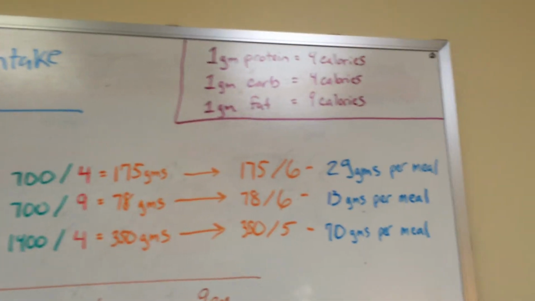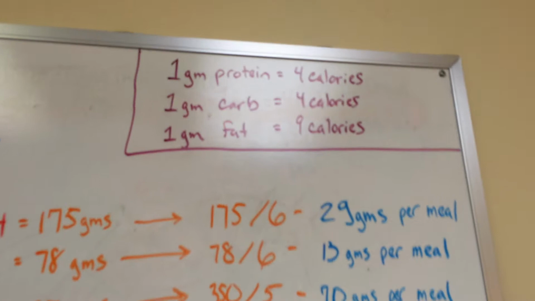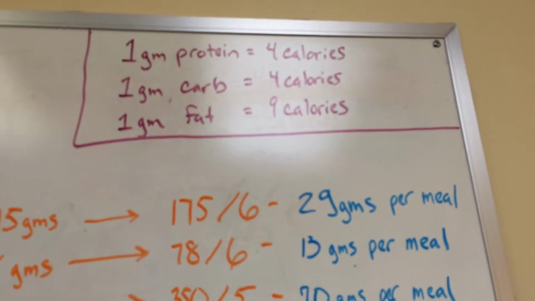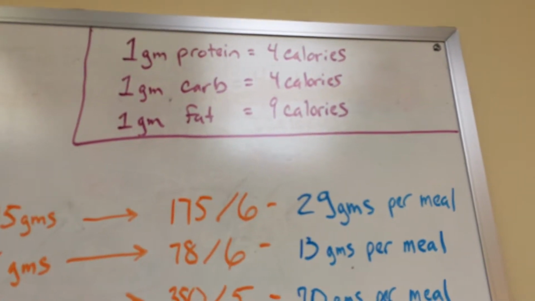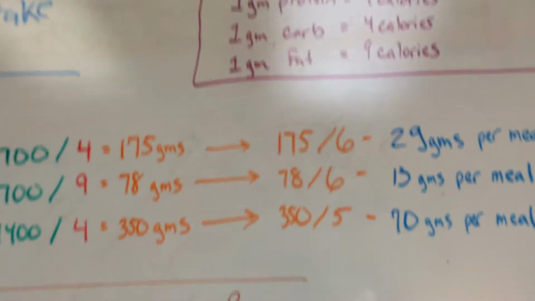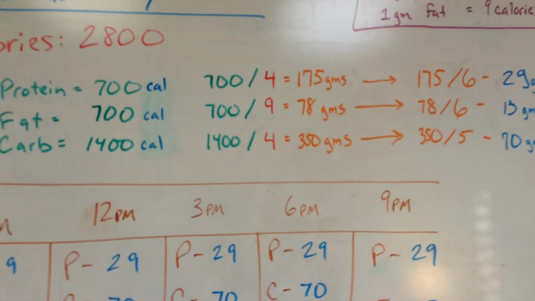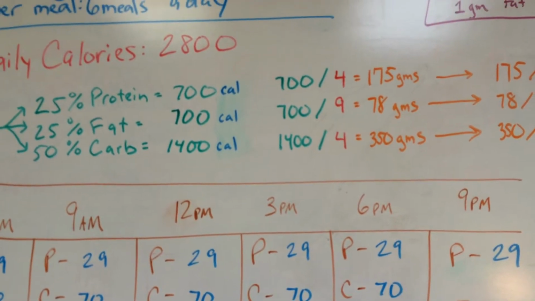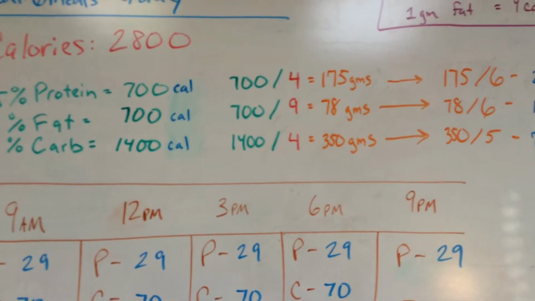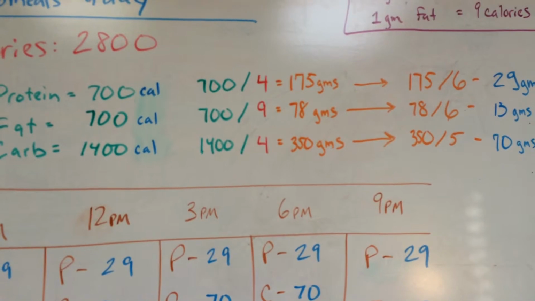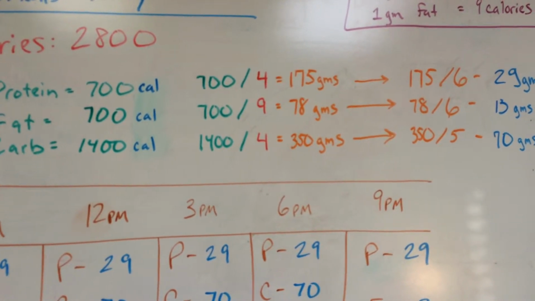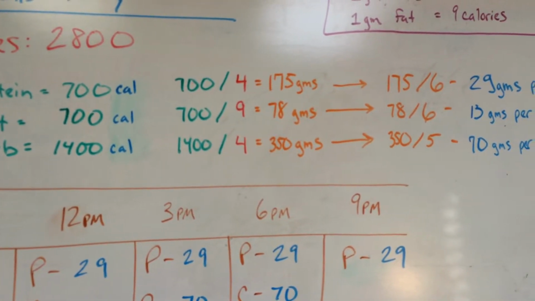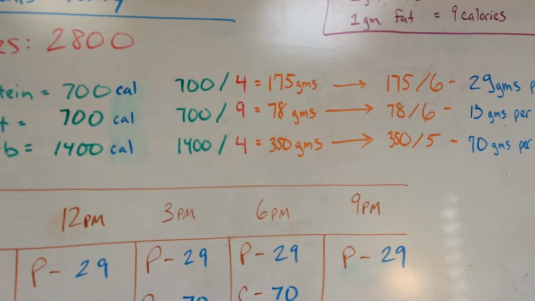Now keep in mind what I told you yesterday. A gram of protein is 4 calories, a gram of carbs 4 calories, and a gram of fat is 9 calories. So this is what we're going to do. We're going to take our 700 calories that we came up with for protein, and we're going to divide it by 4, because 1 gram of protein is 4 calories. That's going to give us a total of 175 grams of protein that we need a day.